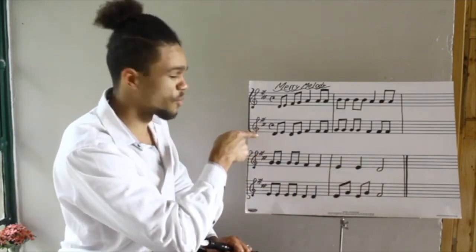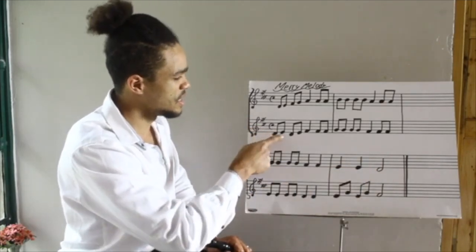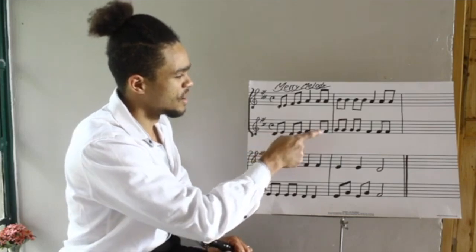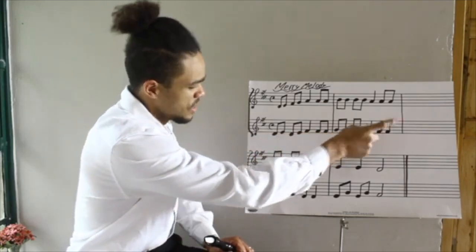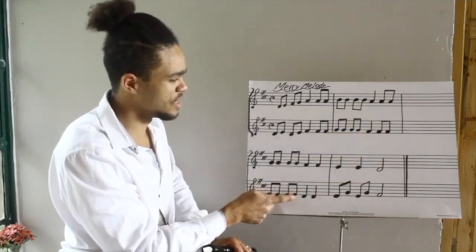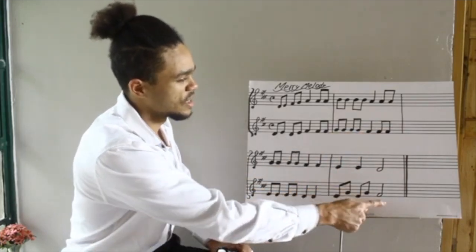Let's try read the rhythm for the harmony line. 3, go. T, T, T, T, ta. T, T, T, T, T, T, ta. T, T, T, T, T, T, ta. Ta. T, T, T, T, ta.